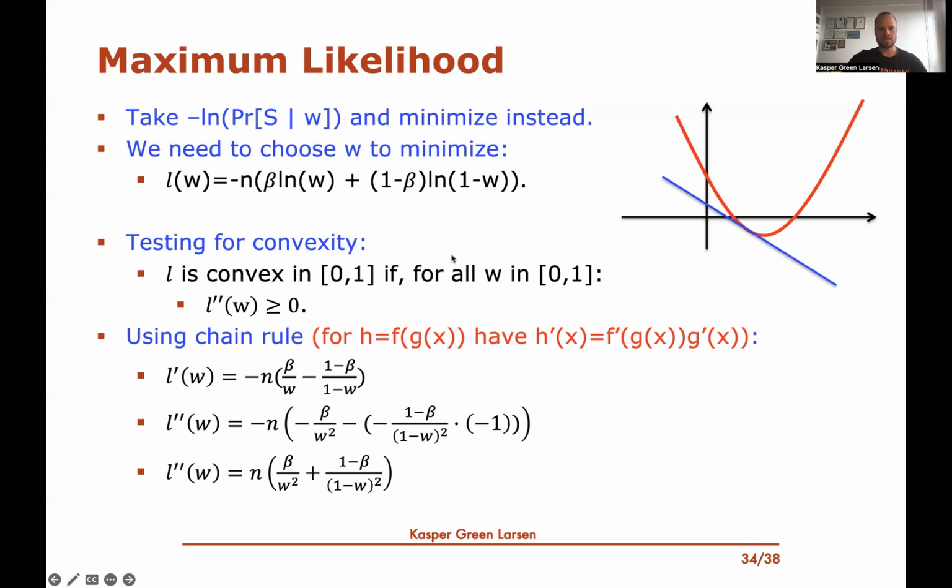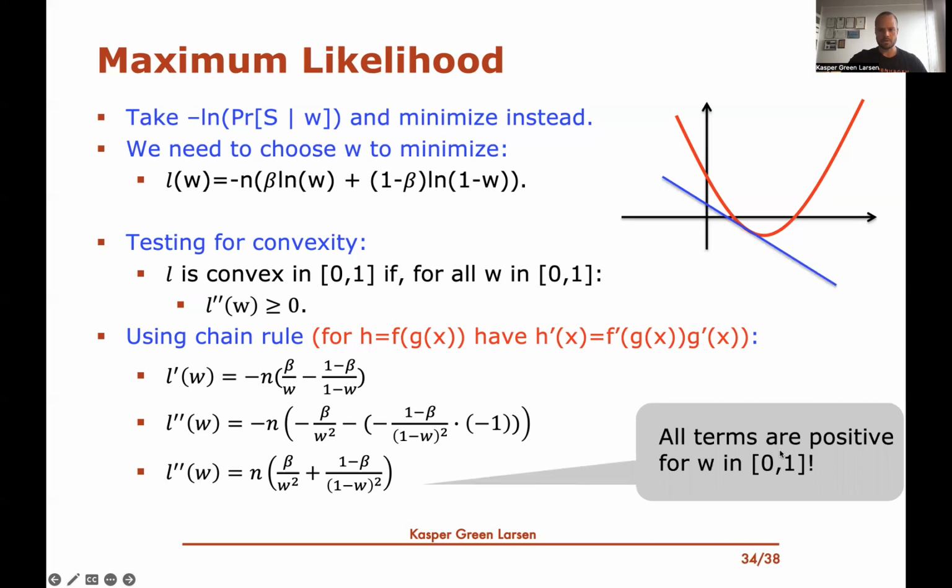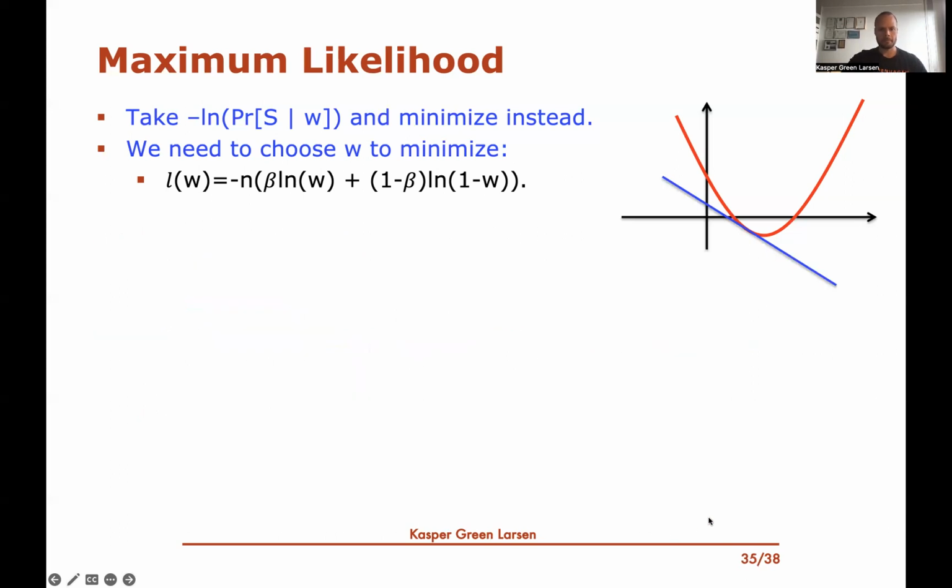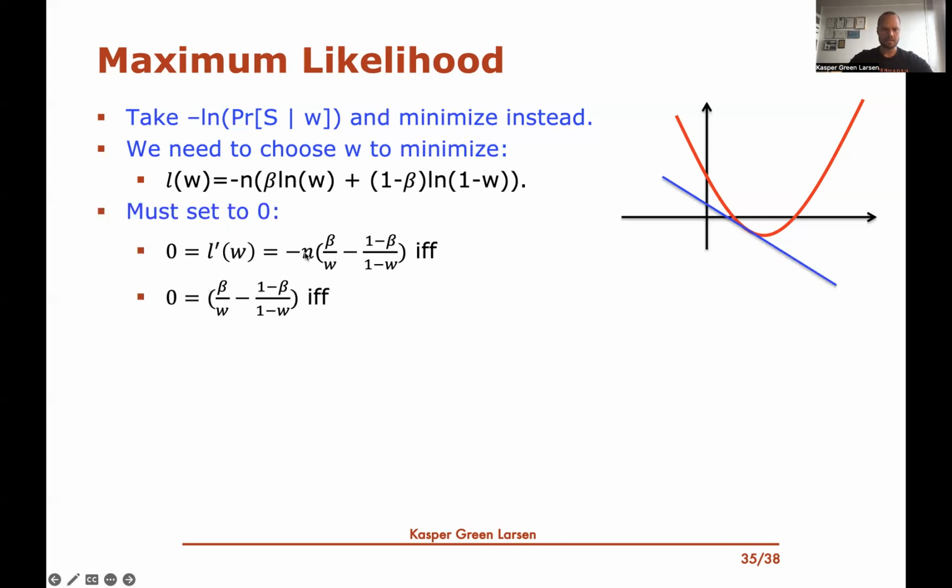So what we can do now to minimize it is to set the derivative to 0. All terms are positive here. Good. So we have to set the derivative to 0, and we just computed before what the derivative is. Let's try to set this to 0. The first thing we can do is to multiply with minus n on both sides. The minus n times 0 is just 0. And over here, it simplifies to beta over w minus 1 minus beta over 1 minus w.